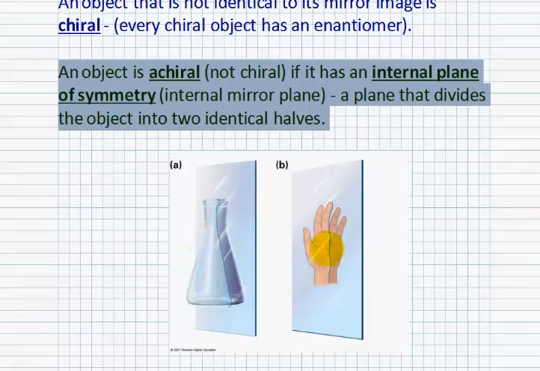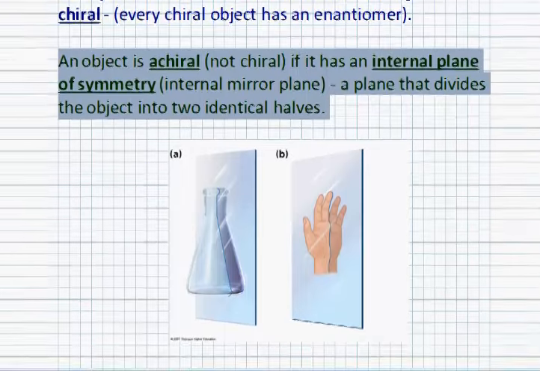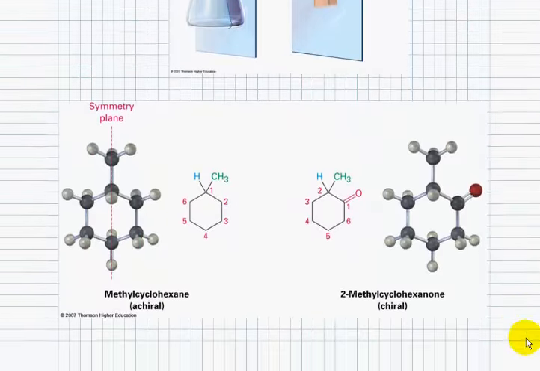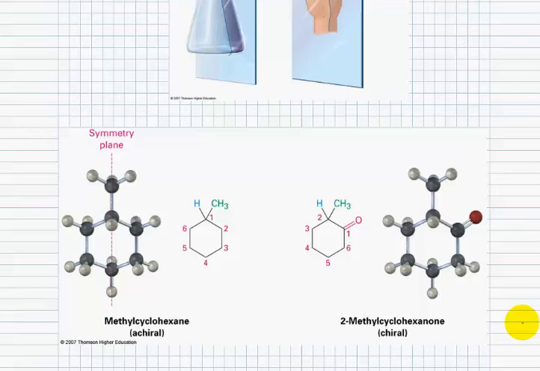However, your hand, there is no internal mirror plane. I could try to do it right down my palm and my middle finger there. That doesn't work because my thumb and my pinky are different. I could try to use the plane going through all of my fingers, but that doesn't work because my hand only curls forward. It doesn't curl backwards. So when there's no internal mirror plane, then the mirror image is different from it, just like your hands are. So let's take a look at that in terms of some molecules.